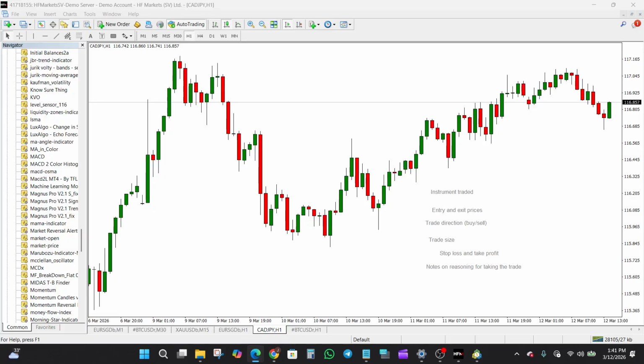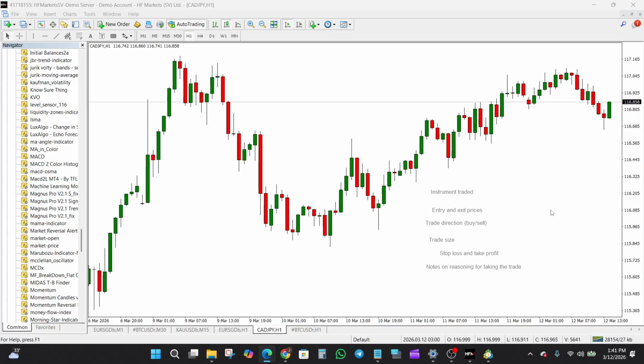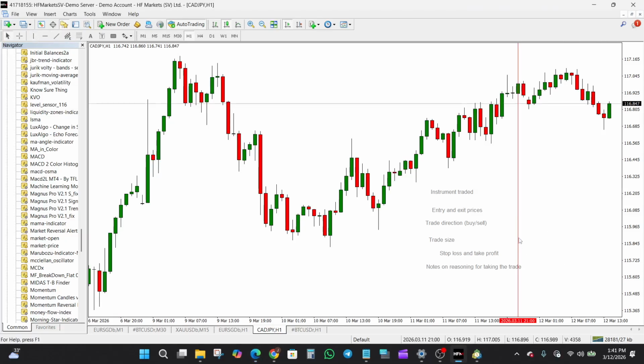Now, the third step is to track your emotional states. You should include a column for emotions or mindset on your trading journal, whether software, notebook, or Google Sheets or spreadsheets. Ensure that you have a column where you record your confidence level.